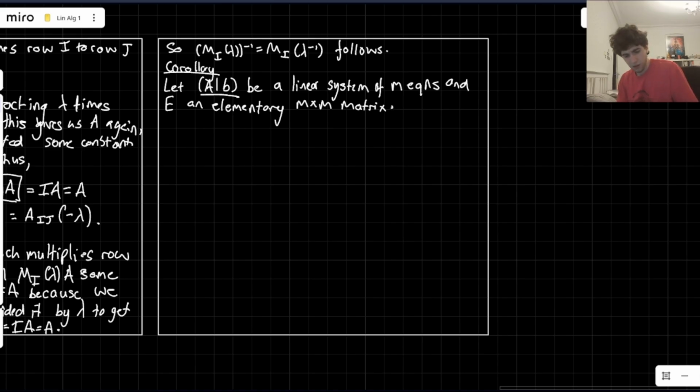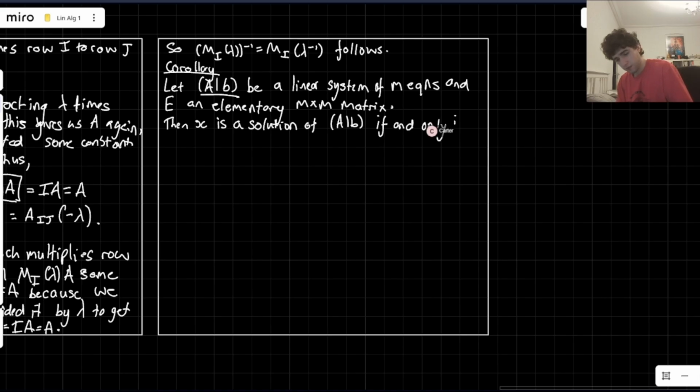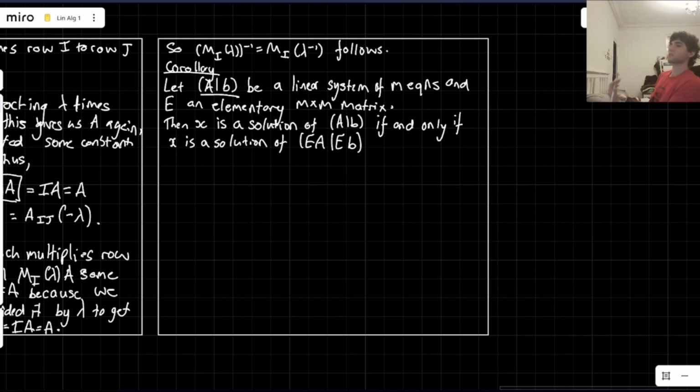Okay, then the thing we need to prove is that X is a solution of this linear system if and only if X is a solution of the linear system where you pre-multiplied matrix A and matrix B, which is the column vector, by any elementary matrix capital E. So effectively what this is saying is that my solutions stay the same when I transform my augmented matrix via some elementary operation, which is the whole point of this video. We have to show this.